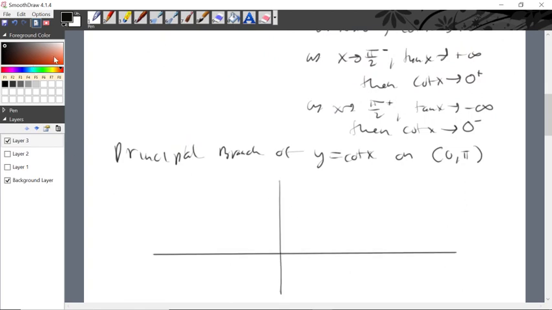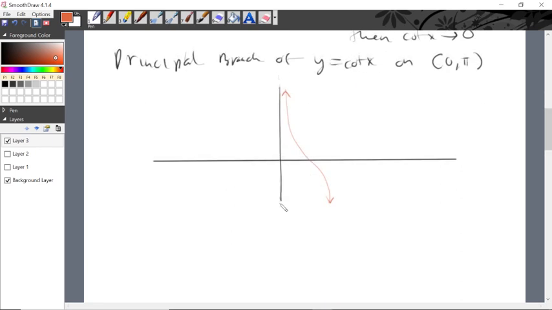So a cleaner sketch of that cotangent graph, right, looks like this. Vertical asymptote at x equals 0, a vertical asymptote at x equals pi. It is a decreasing function from 0 to pi. Okay, it crosses through the x-axis at pi over 2. Okay, important points at pi over 4 and 3 pi over 4, where the output is 1 and -1 respectively. Okay, and then that pattern would repeat.